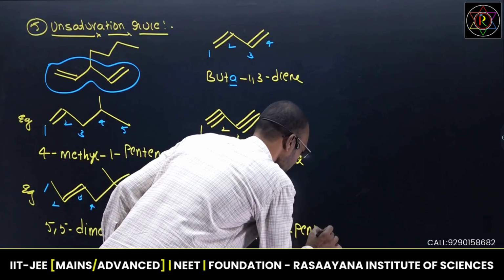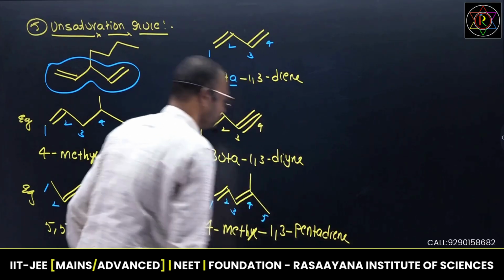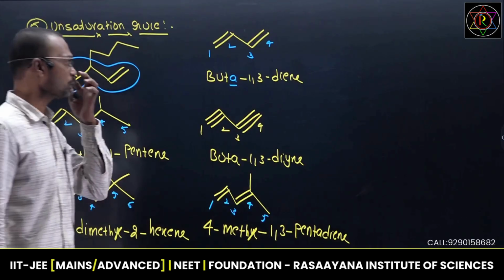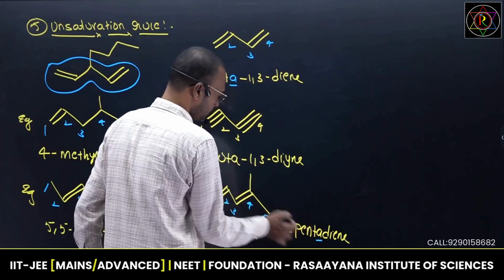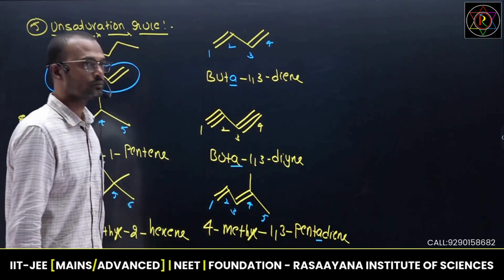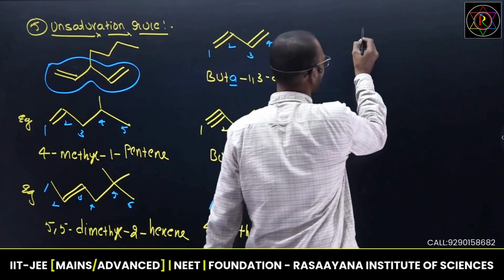Here, pentadiene. That is the answer. If more than one double bond is present, add the letter a: penta. This letter is most important. Penta, and here also buta. Okay, so this is the most important one.